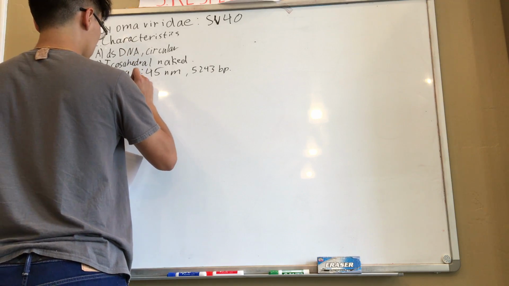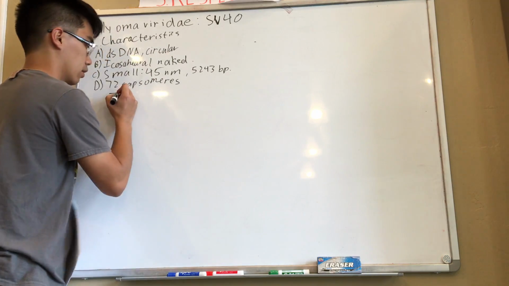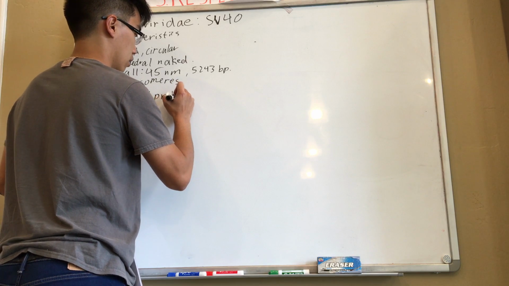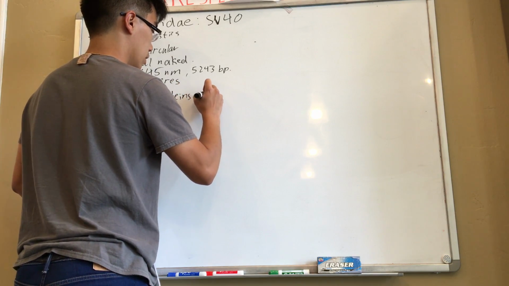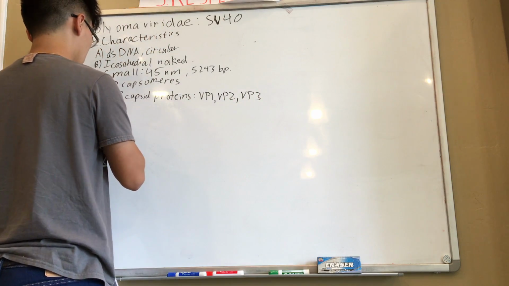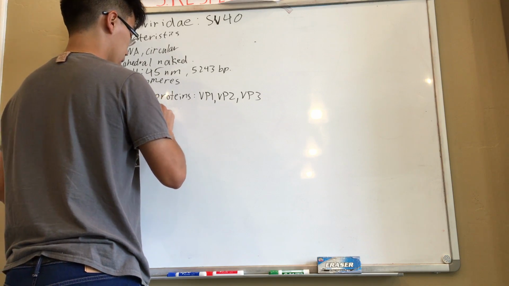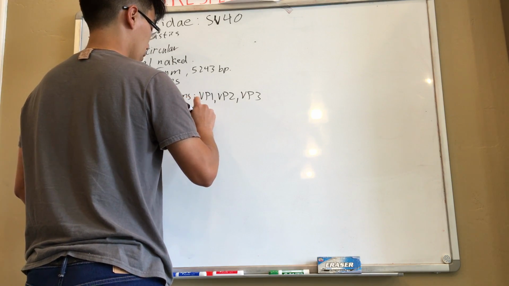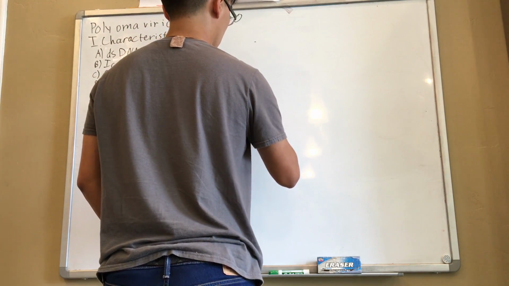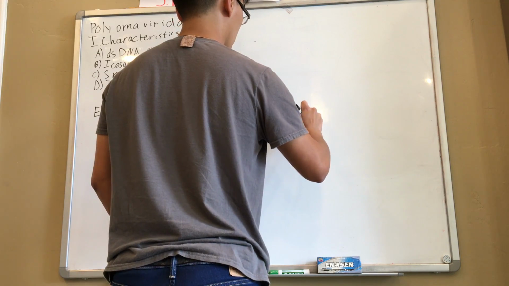And that's 72 capsomeres. And it's 3 capsid proteins: VP1, VP2, VP3. It has 4 histone molecules, and that is H2A, H2B, H3, H4.